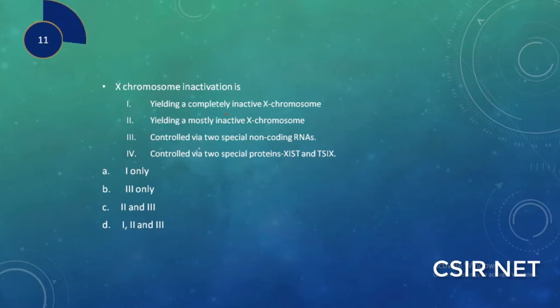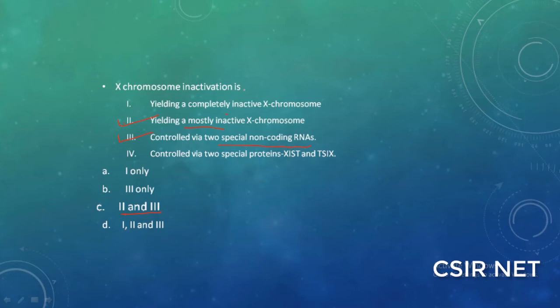You should be clear about the X chromosome inactivation concept. Guys, practice more and more questions. Be with us. So this is the answer: C, 2 and 3. It means yielding a mostly inactive X chromosome, not completely, and 3, controlled via two special non-coding RNAs. These are the two options which are your answer related to X chromosome inactivation.